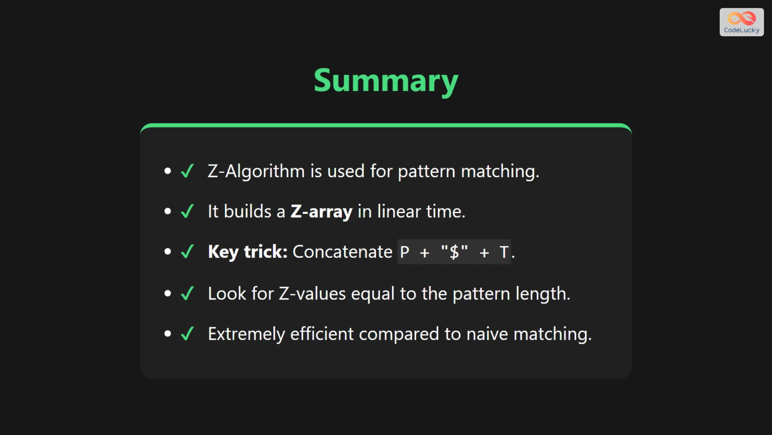To wrap up, the Z algorithm is a linear time pattern matching technique. It works by constructing a Z array on a concatenated string of the pattern, a separator, and the text. By efficiently maintaining a Z-box window, it avoids unnecessary comparisons, providing a high-performance solution for string searching tasks.